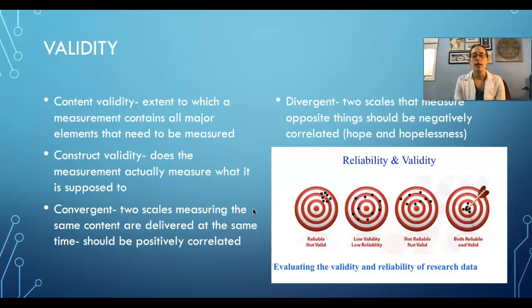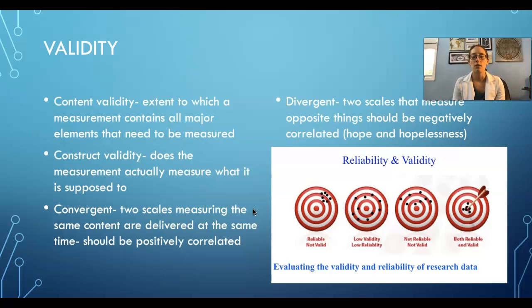Validity is another complicated thing. This seems complicated, but it kind of makes sense if you think about it, so stick with me. Content validity is the extent to which the measurement contains all major elements that need to be measured. Okay? We can have the best study in the world, but if it isn't measuring what it's supposed to, we don't have content validity. Construct validity: does the measurement actually measure what it's supposed to? So if we can go back to the hope example. If we're trying to measure hope, but what we're really getting is social support, then we're not getting construct validity.